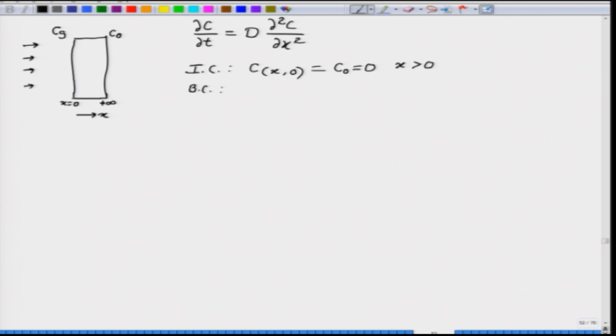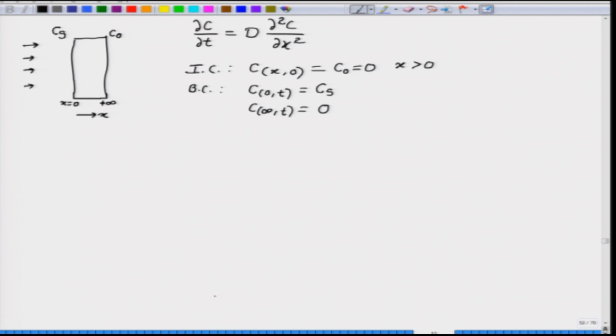At the surface, carbon concentration is always maintained as Cs. So, C at x equal to 0 at any time t is equal to Cs. The second boundary condition is that at the other end, the original concentration of steel remains. In this case we are assuming it is 0. So, C at plus infinity at any time t is equal to 0. So, we have to solve this diffusion equation with respect to this initial and boundary conditions.